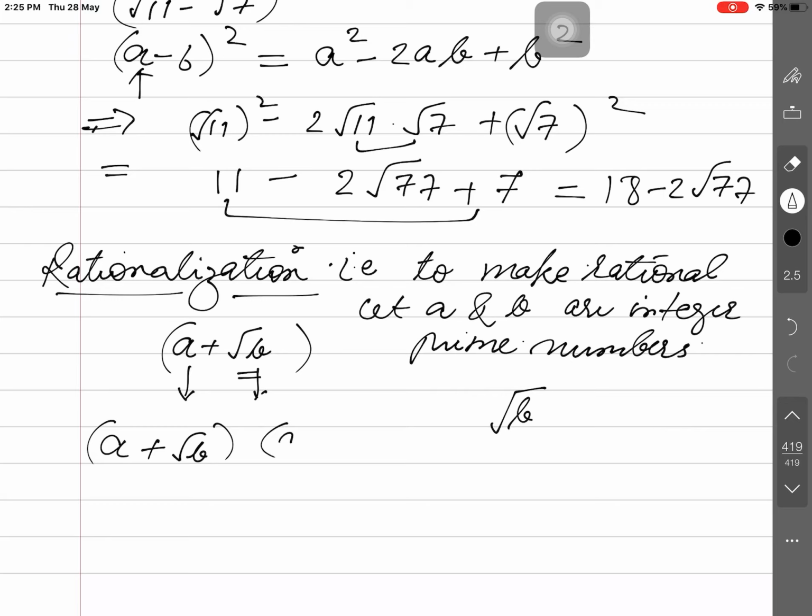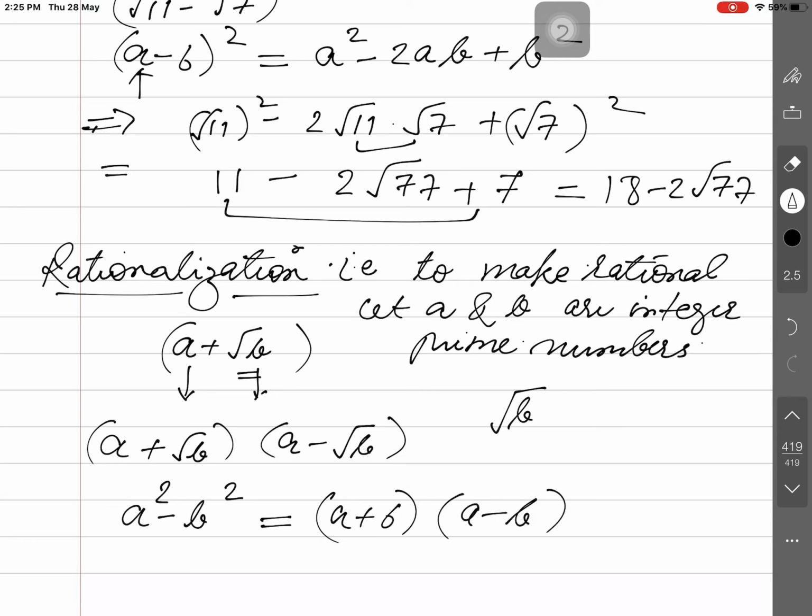I will suggest you multiply this by a minus root b. Why am I doing this? Recall the identity that you studied in the previous class: a square minus b square is equal to a plus b times a minus b. Observe the pattern here. One expression is a plus b and the other is a minus b. If I multiply them, I will obtain a square minus b square.